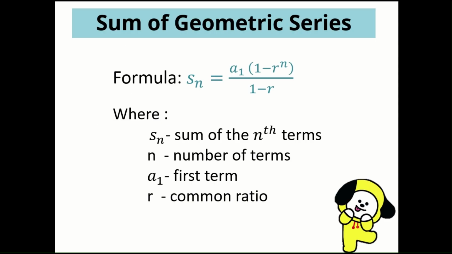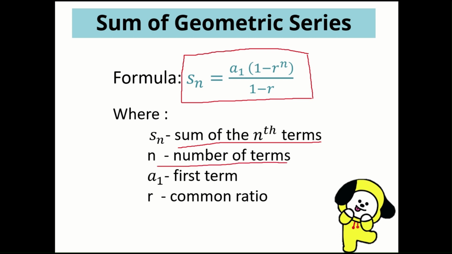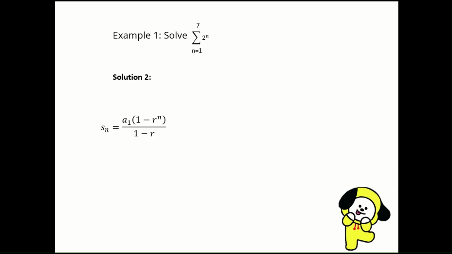Moving forward to the sum of a geometric series, we also have a different formula to consider, where S sub n is the sum of the n terms, n is the number of terms, a sub 1 is the first term, and r is our common ratio. Example number 1 is the summation of 2 to the power of n, as n starts from 1 to 7.